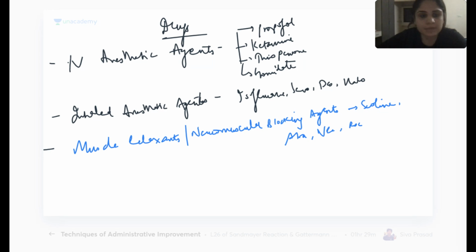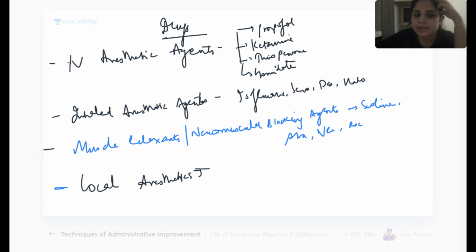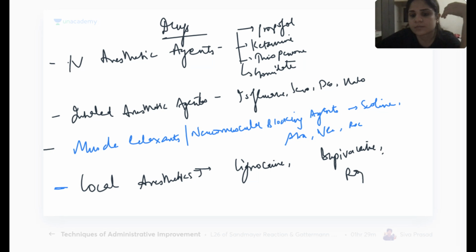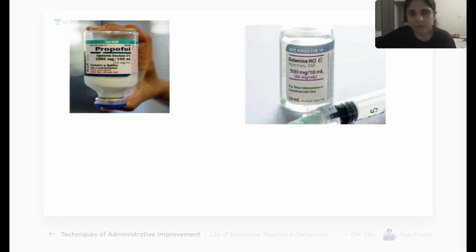All these drugs. Okay. And what is the last class of drugs that I have in anesthesia, which are very important? Local anesthetic agents. These are the ones I use in regional anesthesia. So what are the important local anesthetics? 2 main important ones. One is lignocaine, one is bupivacaine. And there is one more which has come now. It is ropivacaine.